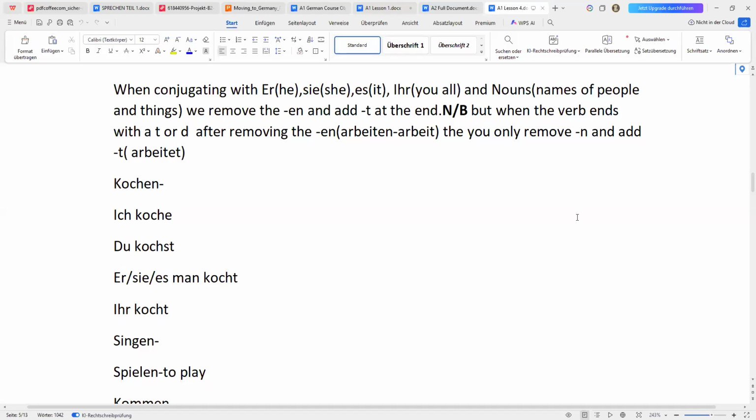When I say er kocht, he is cooking or he cooks. When I say sie kocht, she is cooking or she cooks. When I say es kocht, it is cooking or it cooks. When you say ihr kocht, you are cooking, which is plural. So that is why I was insisting on saying conjugation is the basic of speaking. How quick you can conjugate is how quick you will speak. When you say already, you can say sie kocht, she's cooking.